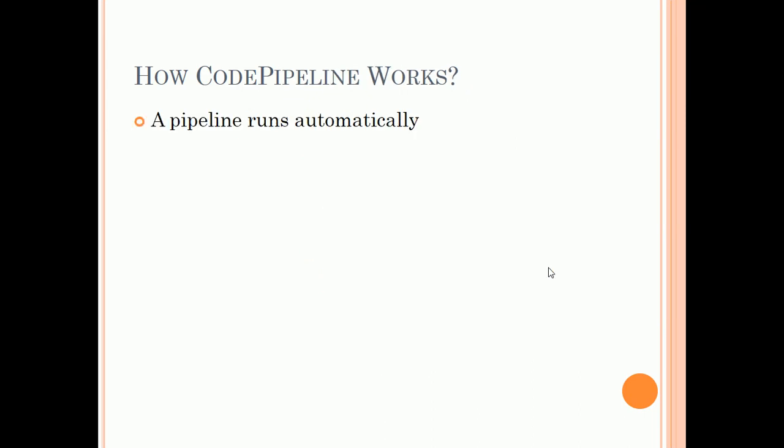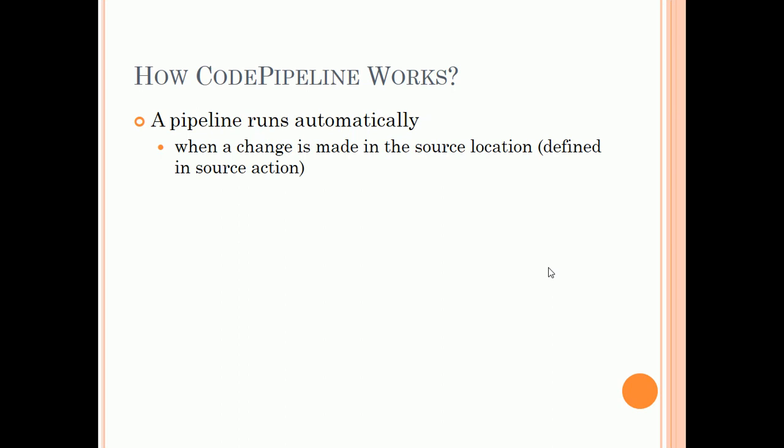A pipeline runs automatically when a change is made in the source location, which we can define in our source action, and when we manually start the pipeline.